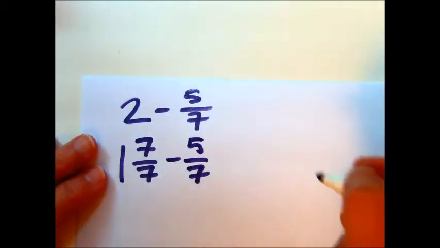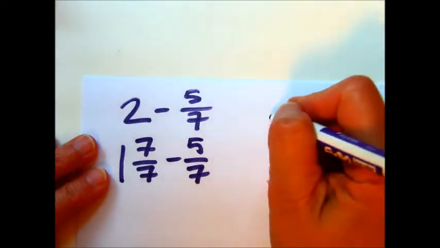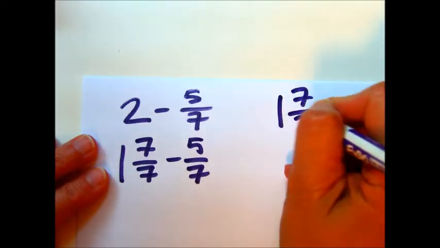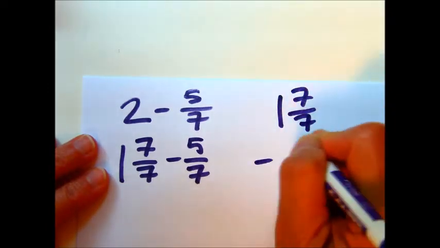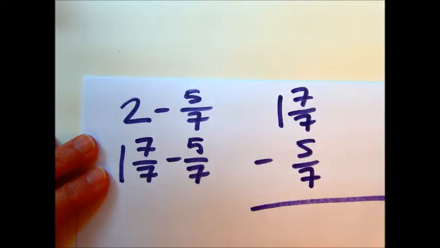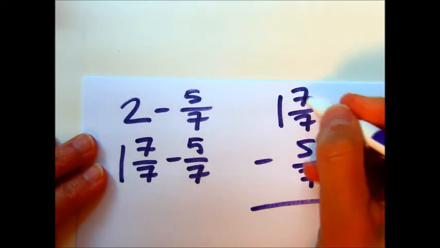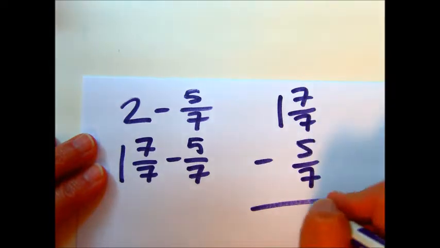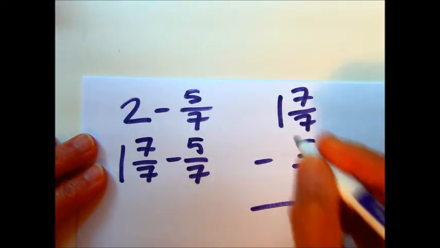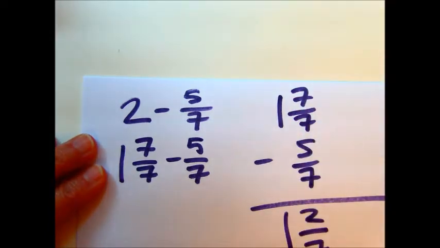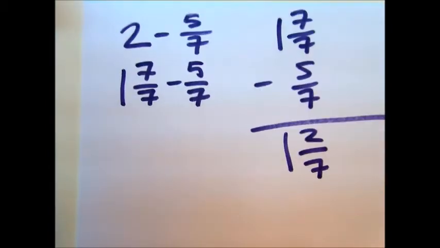Now, if you would rather rewrite it as a vertical problem, that's totally fine. We've got minus 5/7 here. And then we're going to subtract 7, take away 5 is 2. And then bring down the 1. Okay? Let's do another one.